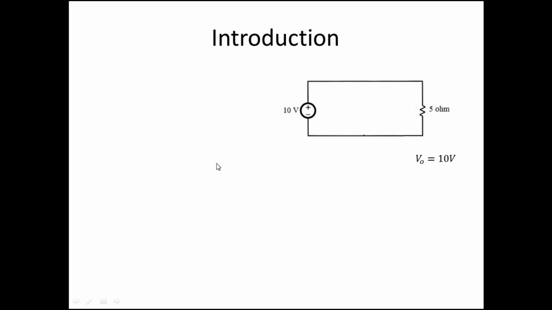Then suppose we want to control the voltage across this 5 ohm, instead of directly connecting this 10 volt. So in the basic conventional method, we can simply use this circuit. This is a simple potential divider circuit. So an additional series resistor of 5 ohm is connected here. So this is a potential divider circuit.